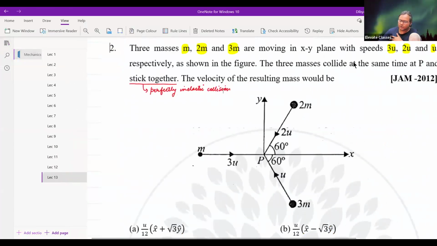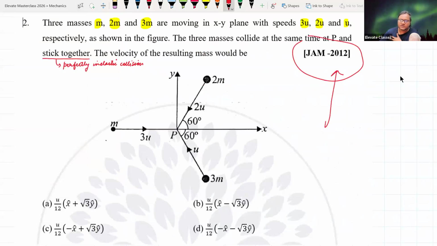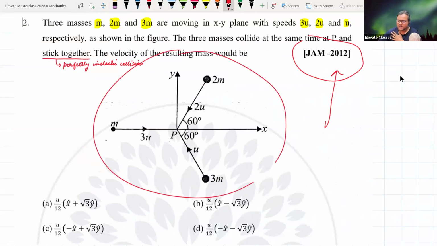So it's a very simple straightforward question. It's a typical JAM question. Every year there is always some question related to collisions. So please give it a try and see if you can solve it. Three objects come together from different directions. You can see the diagram here in the XY plane, with different velocities at different angles and different masses, coming together and sticking together. What is the velocity of the resultant mass?